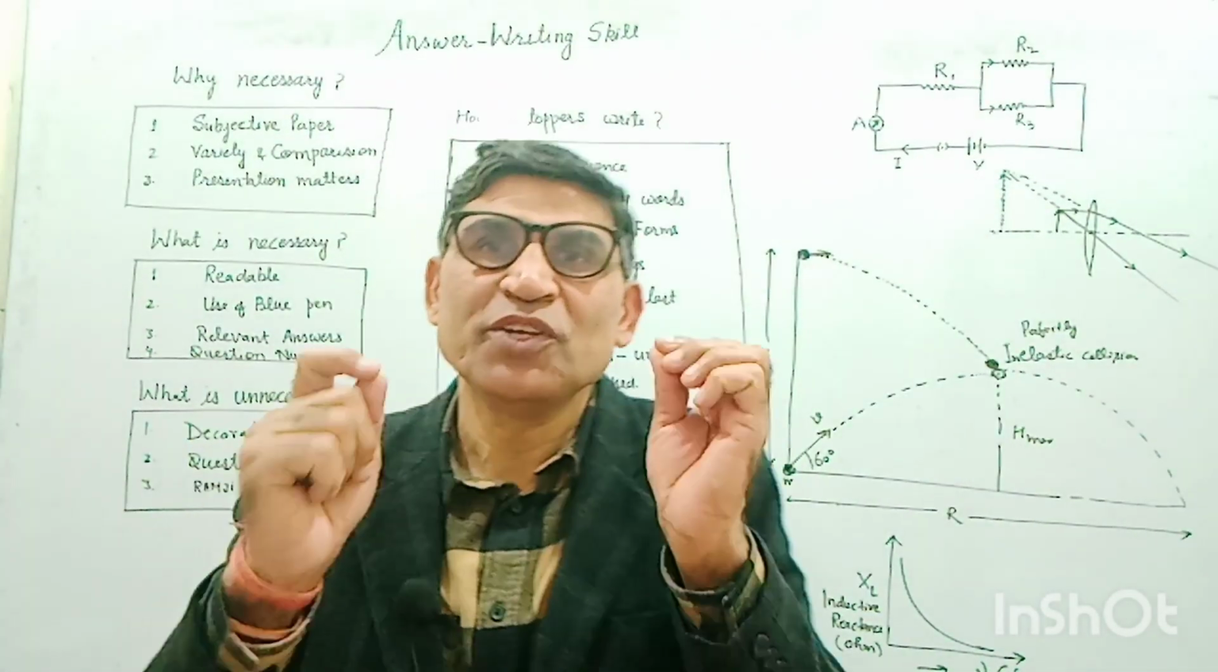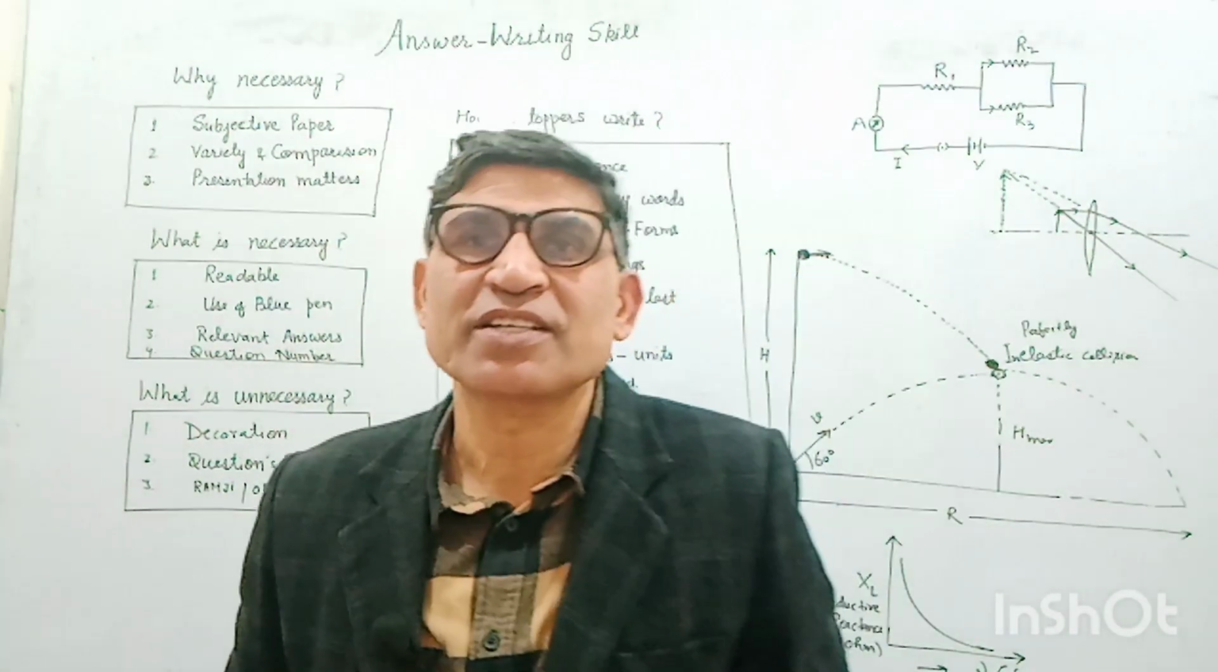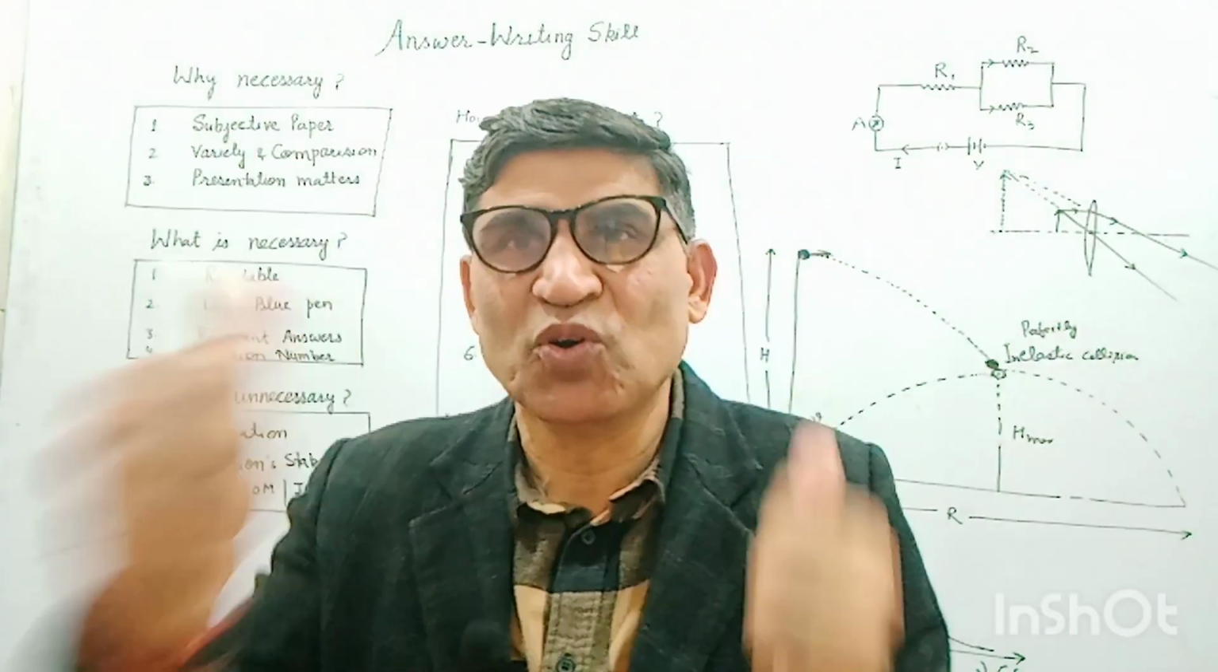I am sure if you use all these points which I have mentioned, third divisioners will become first divisioners and first divisioners will be the topper. Wish you all the best. Thank you.